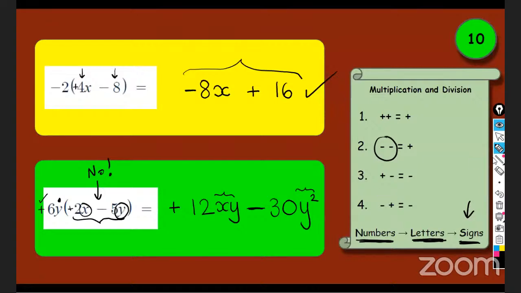So even though according to BODMAS you're supposed to work out the brackets first, that only applies if you could work out the brackets. Inside those brackets it's non-reducible. You can't do anything. So then you say, all right, I can't work out the brackets, so I'm going to multiply everyone in the brackets by who is waiting outside, which is Mr. 6y, right?